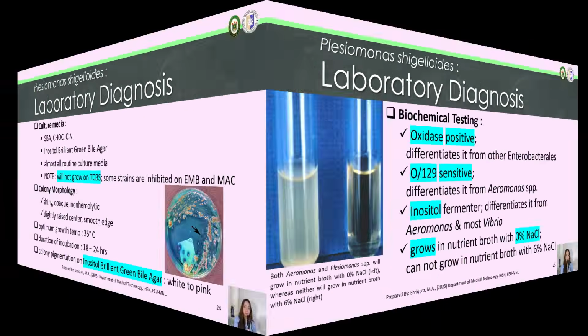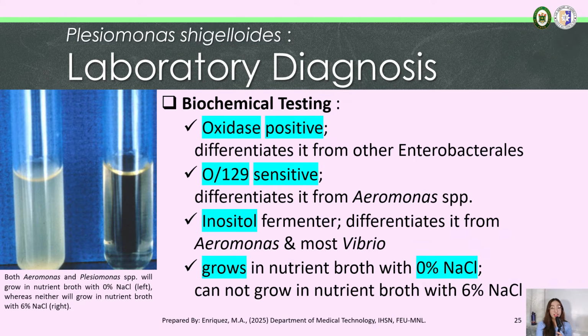All right, so again, the best culture media for the isolation of Plesiomonas shigelloides is the inositol brilliant green bile agar. The biochemical test reactions of Plesiomonas shigelloides will help us in differentiating it from Aeromonas versus Vibrio versus all the other members of Enterobacterales. So while all the other members of Enterobacterales are oxidase negative, Plesiomonas shigelloides is oxidase positive.